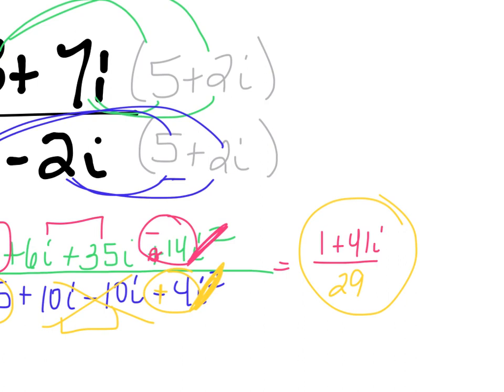Can I simplify? Is anything going to go into 1, 29, and 41? No.